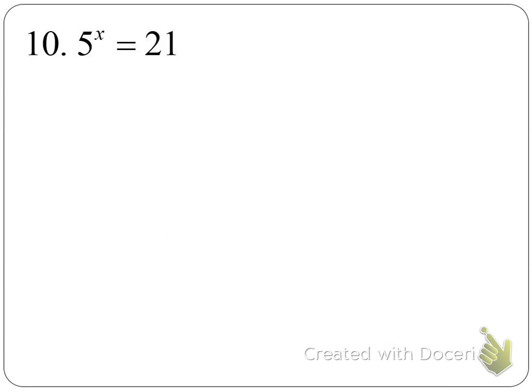Okay? All right. Number 10, we've seen before, right? We cannot rewrite 21 as a base 5 to a power to make the bases the same. So since the bases cannot be the same on both sides of the equal sign, we want to switch the form. That means from exponential form to logarithmic form. So log base 5 of 21 equals x. Here we can use our change of base formula to evaluate the logarithm. Log of 21 divided by log of 5.